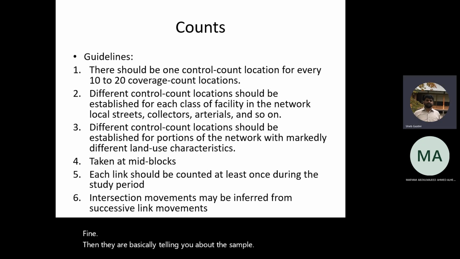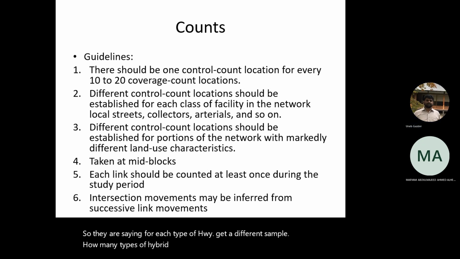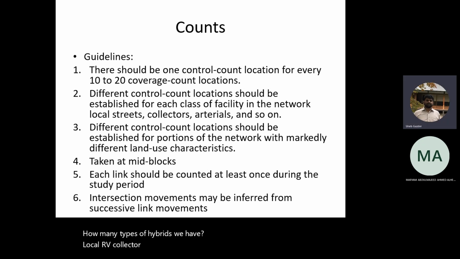Okay, how do we separate the samples? They are saying for each type of highway, get a different sample. How many types of highways do we have? Local, arterial, collector. So your network can have all of them, right? So treat each one as a separate sample.